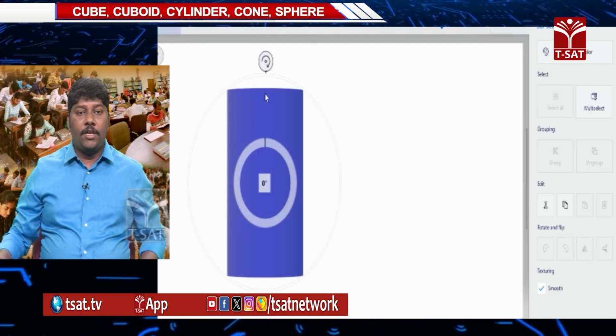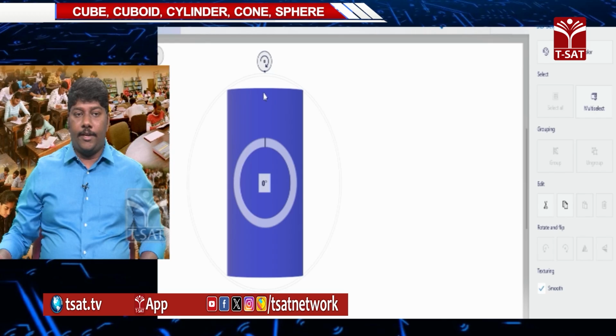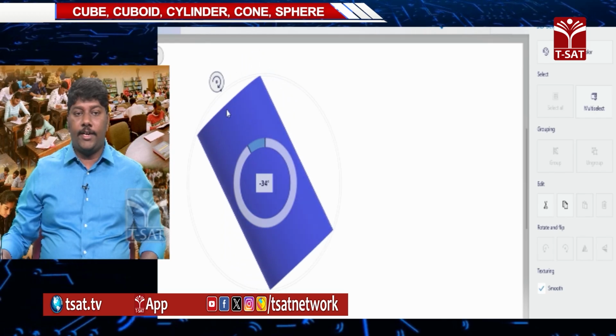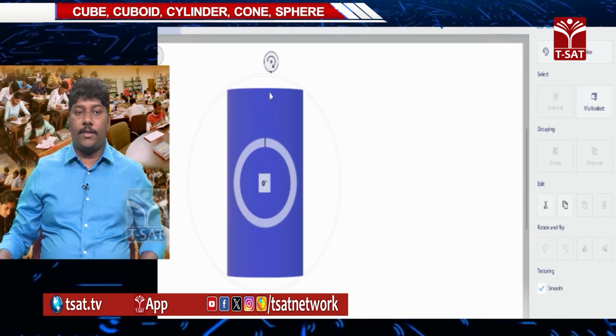So, this is a cylinder. You call it a right circular cylinder. It is not tilted. This is a tilted cylinder. This one is a right circular cylinder.